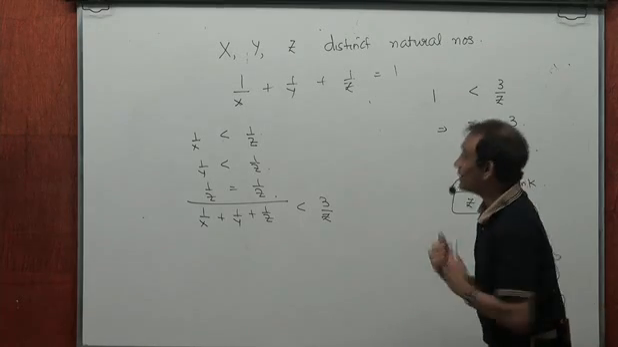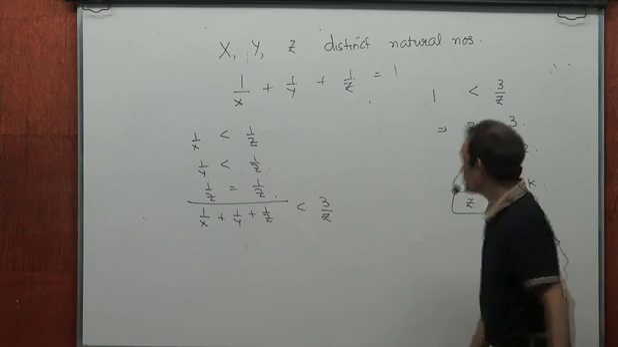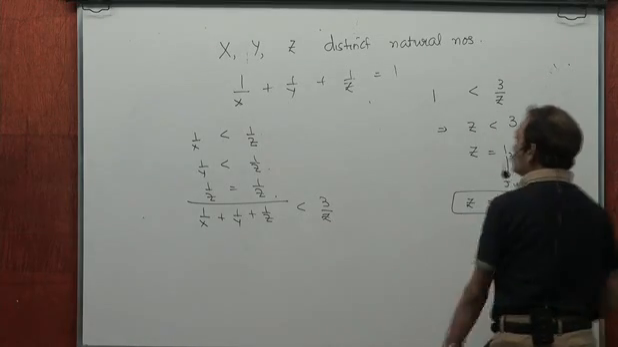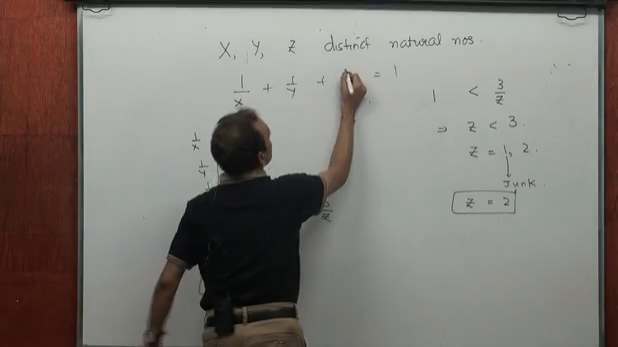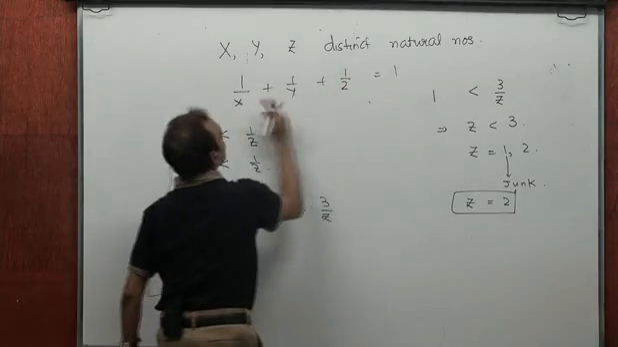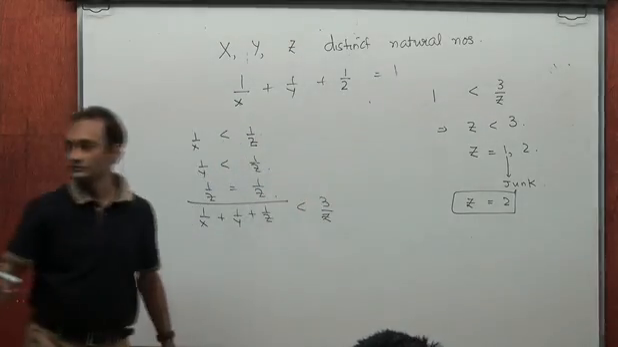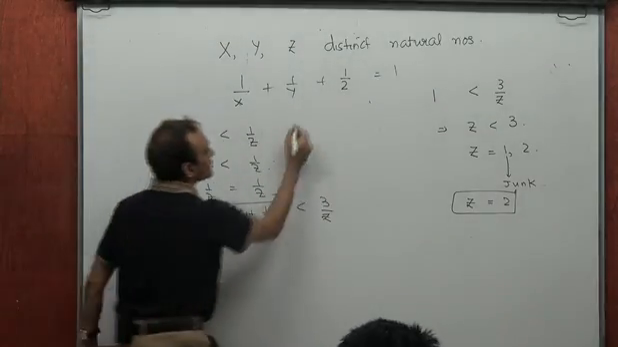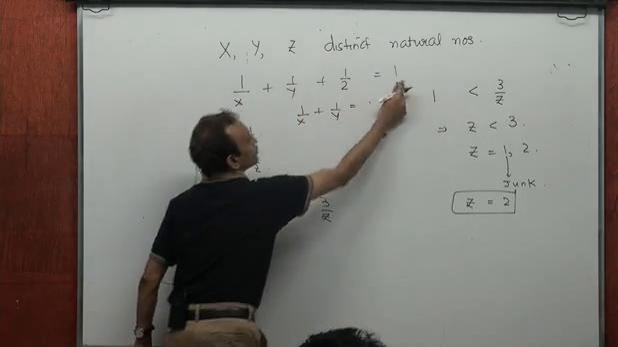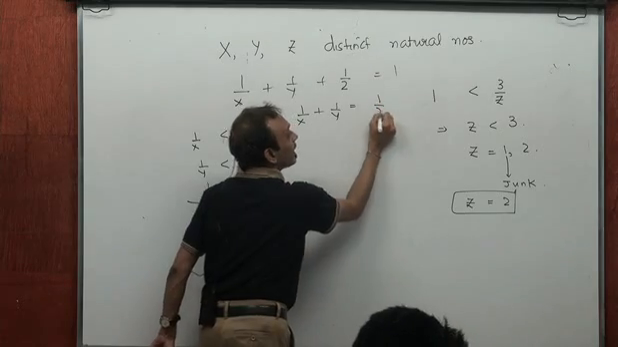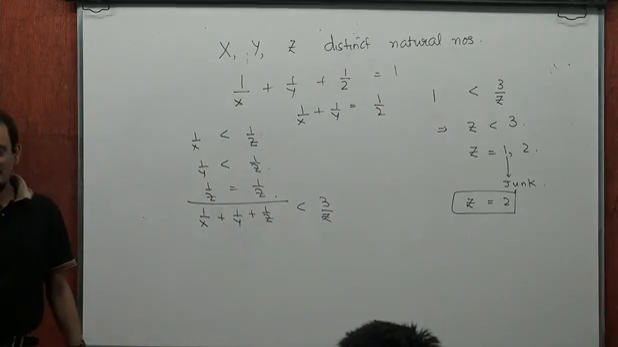Clear? Let's go further. So far so good. Does it make sense to you? So with z equal to 2, let's write this as z equal to 2. So 1 by x plus 1 by y plus 1 by 2 equal to 1, isn't it? So that gives me 1 by x plus 1 by y equal to 1 minus half. That makes it half. Right?